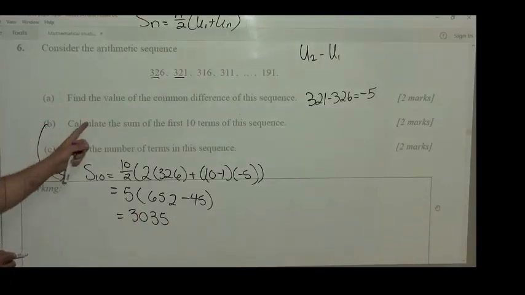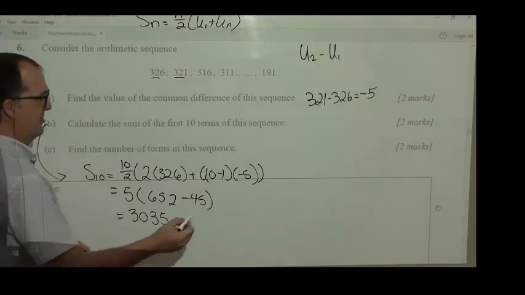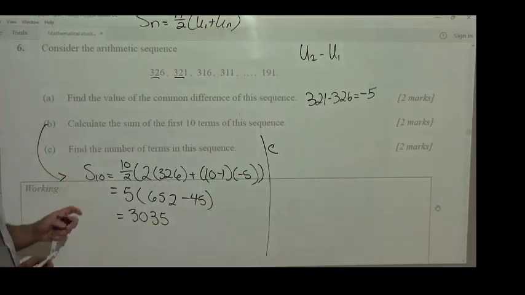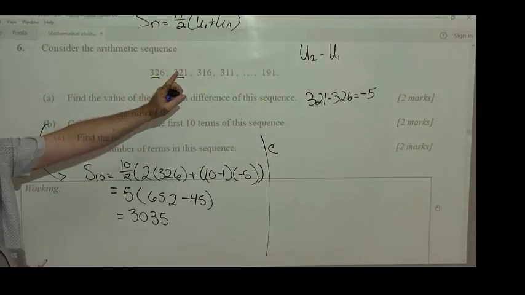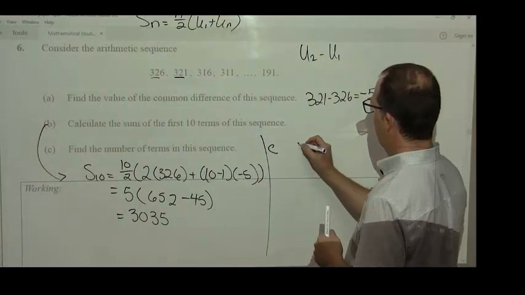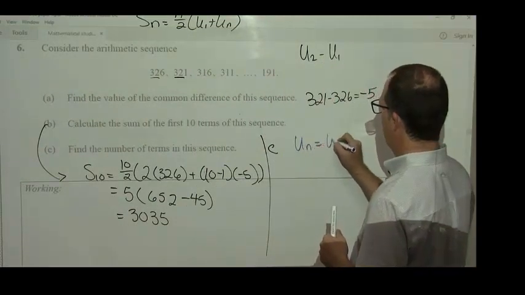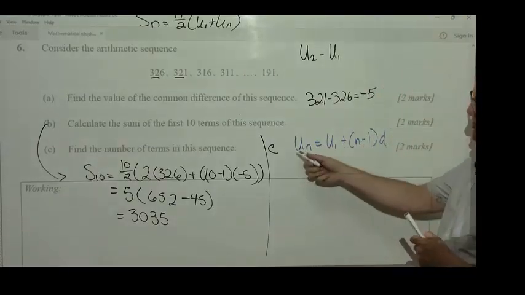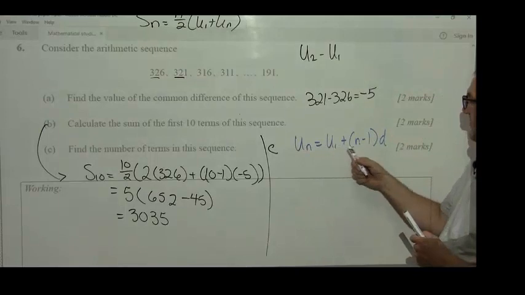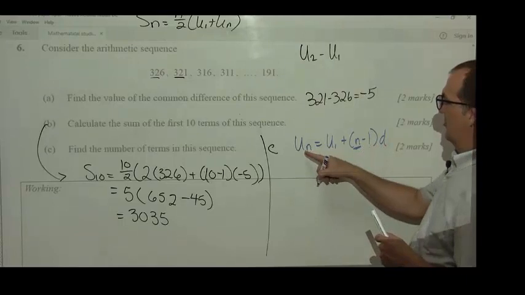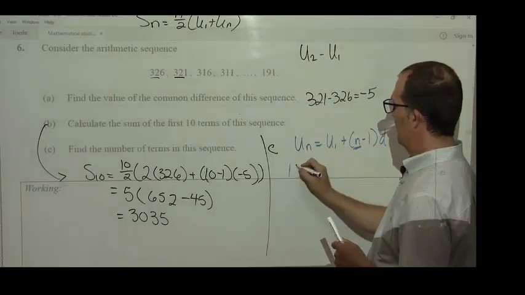So there is calculating the first 10 terms, and then they want you to find the number of terms in this sequence. And so I'm going to do that work right here. And the number of terms in this sequence, we know the last term is 191. And the formula we're using here is the formula for finding a term. And again, we should be able to substitute in for everything except for what we're looking for, the number of terms. So the nth term is 191.